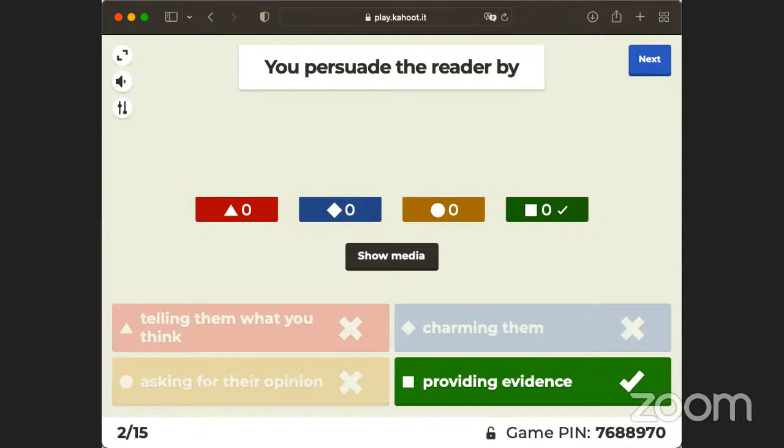We persuade the reader by providing evidence. This means that we can introduce some facts from research and investigations, articles, books, etc. So always remember, we have to provide evidence.